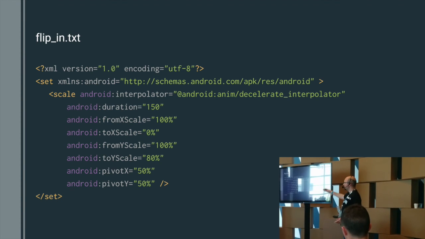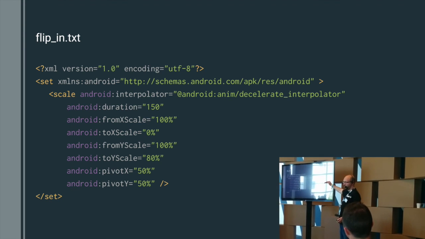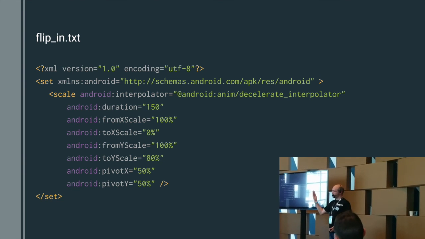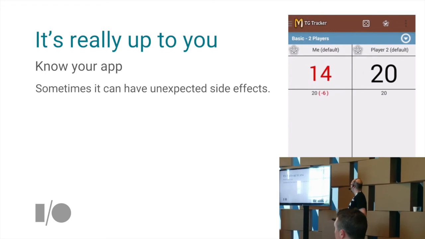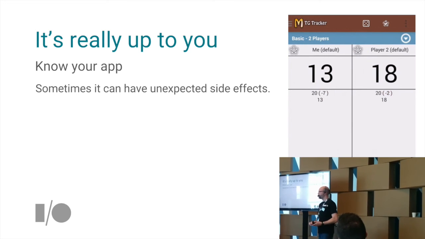This is the way you flip the view in. You use the scale from X, origin and destination, and then you have the pivot point where you decide where it is going to take for the flipping point. And it's really up to you. You know your app, you know where you can apply playful design.